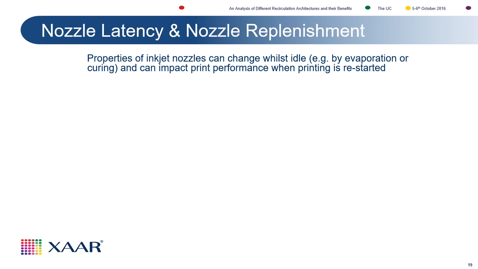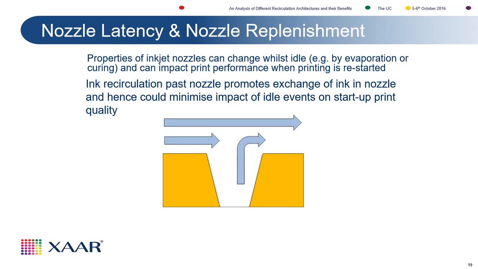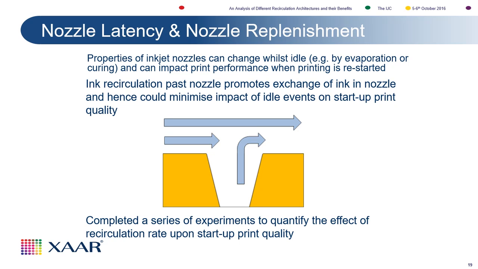So the properties of ink, and we talked about it a bit, change whilst idle. If they change whilst idle through evaporation and curing, it can impact startup printing. So the hypothesis was, does ink recirculation help you to exchange the fluid in the nozzle and then hopefully help nozzle latency and give you better startup printing?